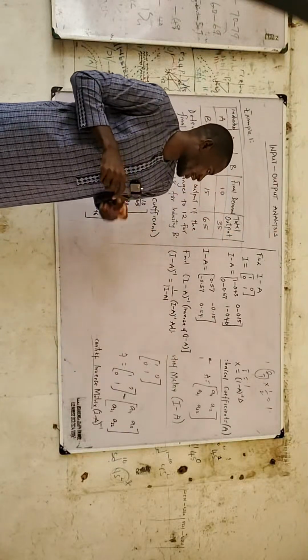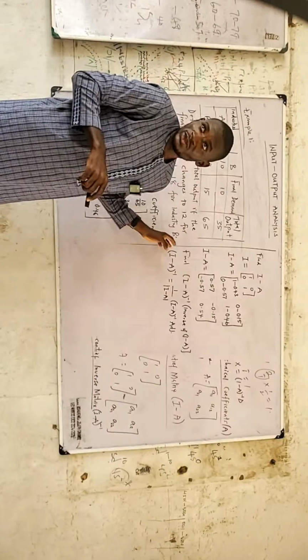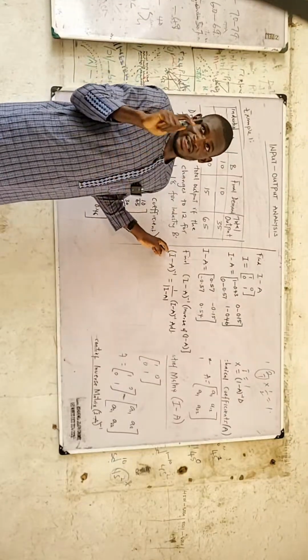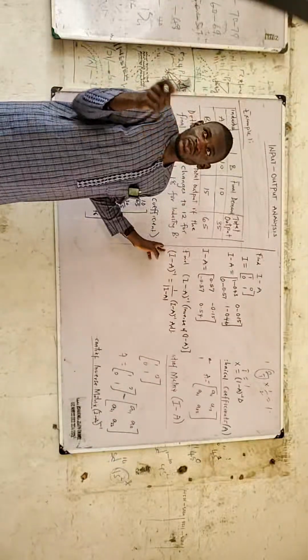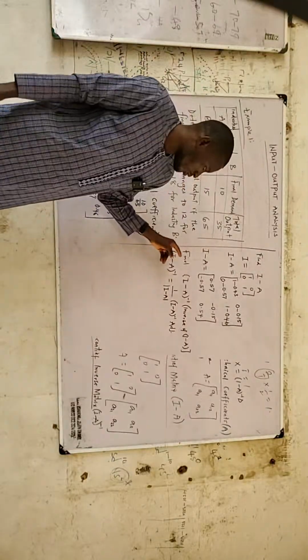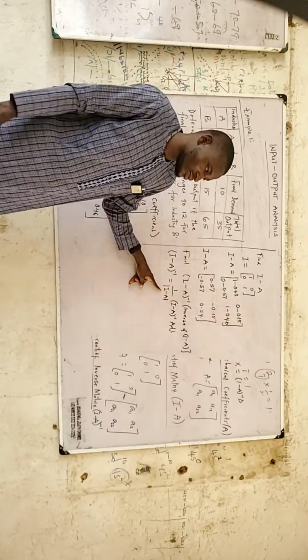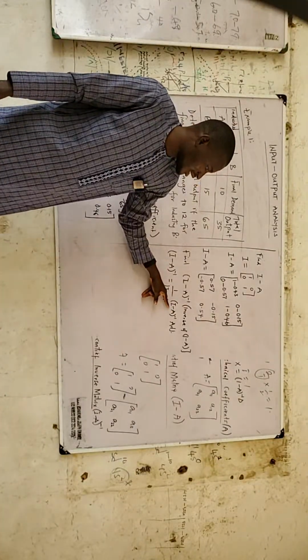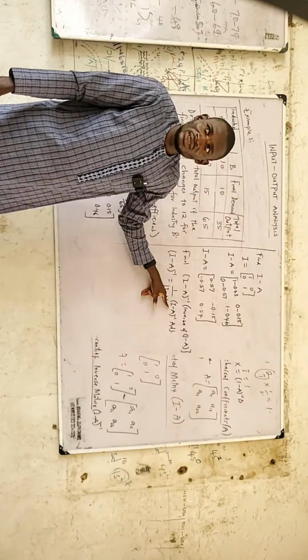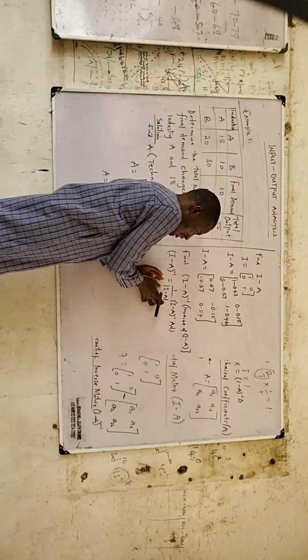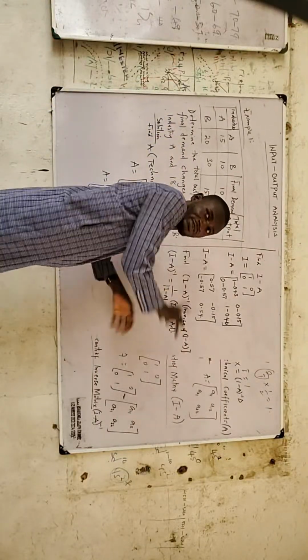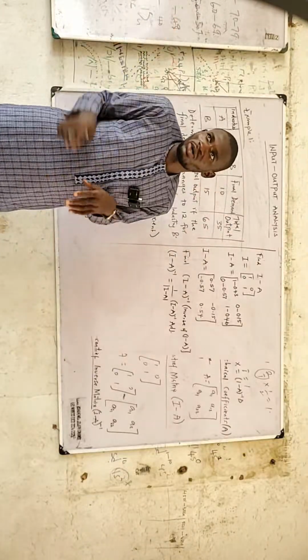This is the formula for finding the inverse of a matrix. For you to find the inverse of any matrix, whether 2 by 2 or 3 by 3, you must first find the determinant of that matrix. Then you proceed and find the adjoint of that matrix. After finding the determinant and the adjoint, you multiply by 1 over the determinant.